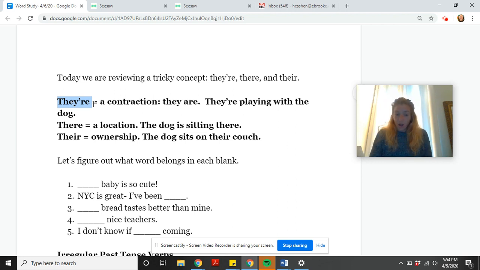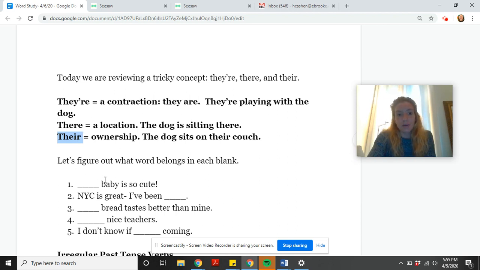Now, there is a location, like the dog is sitting there. There is a location. Their shows ownership. The dog sits on their couch. The their can answer the question whose. Like whose couch does the dog sit on? The dog sits on their couch.